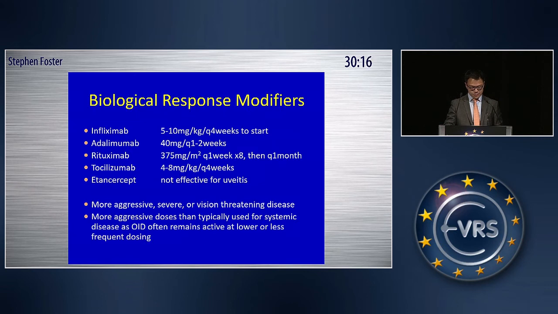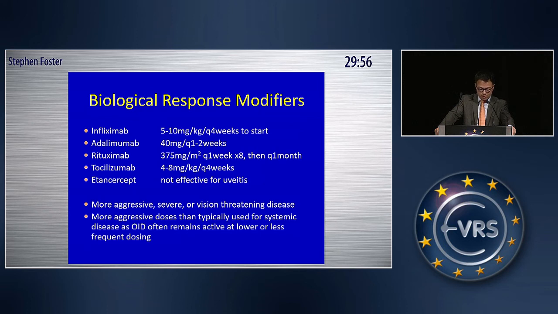And the biologic response modifiers, you talk about Remicade. We usually start with 5 milligrams, and then we can go up to 10 milligrams if we need to. We usually double the frequency of what's used in RA and Crohn's. We actually do it every 4 weeks. Humira is 40 milligrams self-injection every 2 weeks, but we often need to go to every 1 week as well.